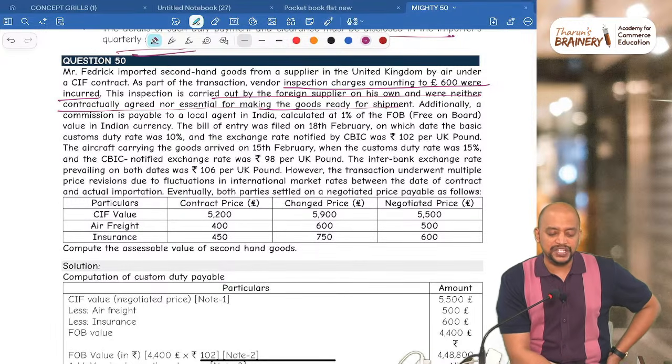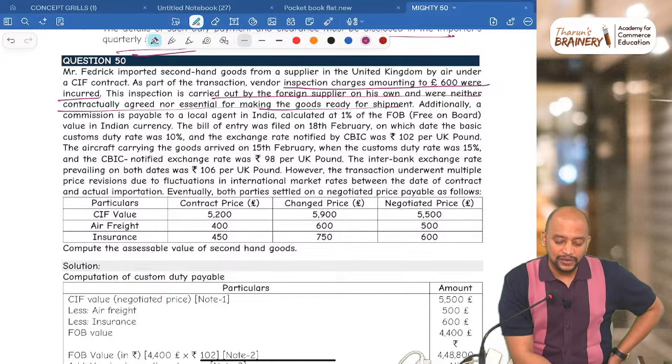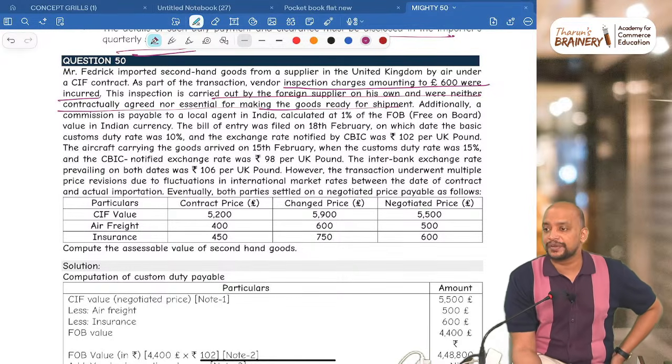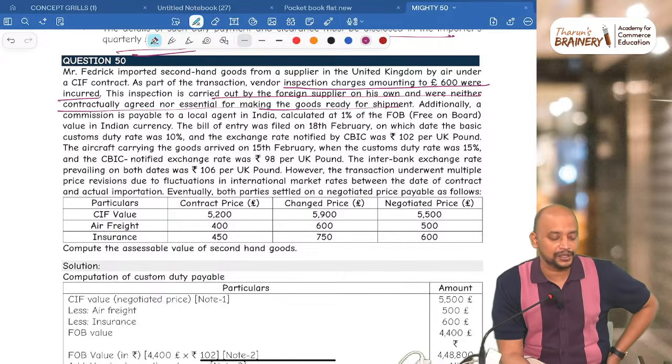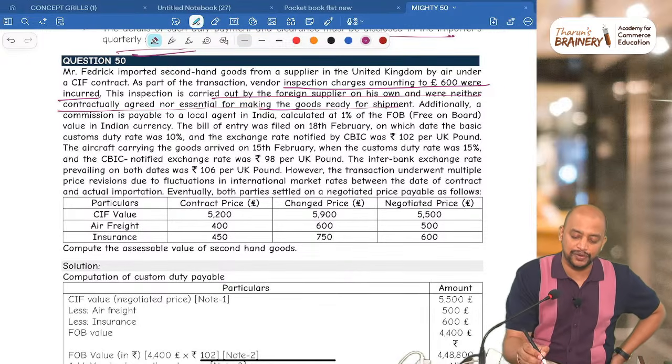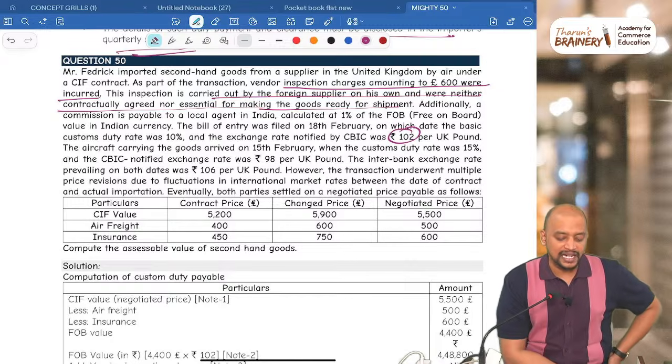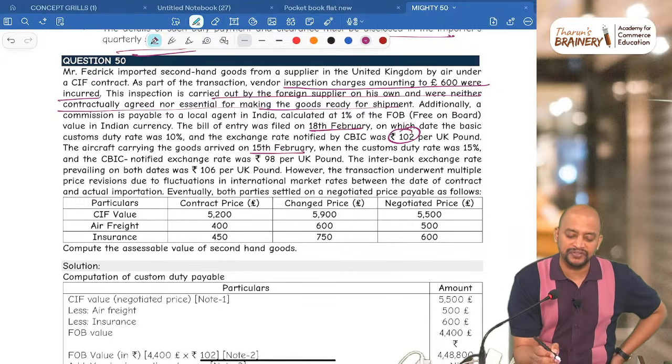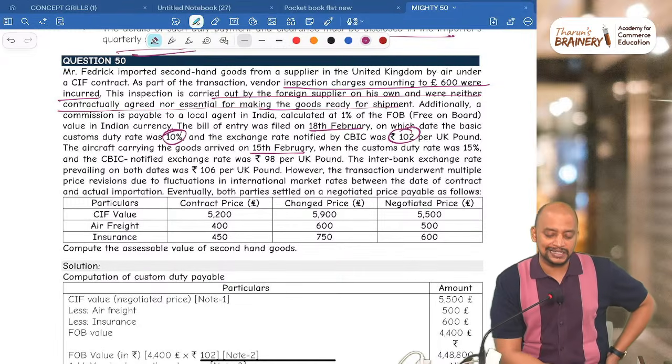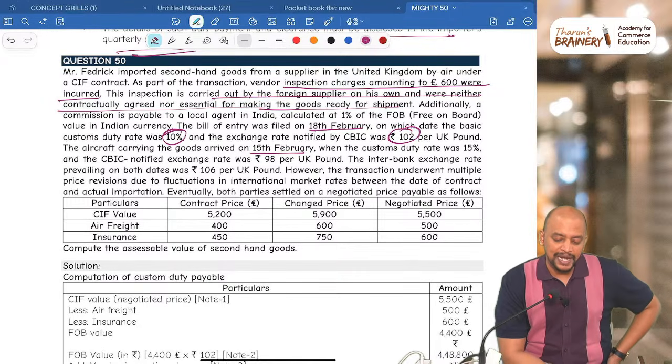Additionally, a commission is payable to a local agent in India. Local agent means exporter's agent. Exporter's agent commission calculated at 1% of FOB in Indian currency should be included. The local agent's commission should be included. The bill of entry was filed on 18th February, on which date the basic customs duty is 10% and the exchange rate was 102. So take 102 as the exchange rate. Aircraft arrived on 15th February. So 18th February and 15th February, whichever is later is 18th February. Therefore we need to take 10% as the rate. And the interbank exchange rate is irrelevant.